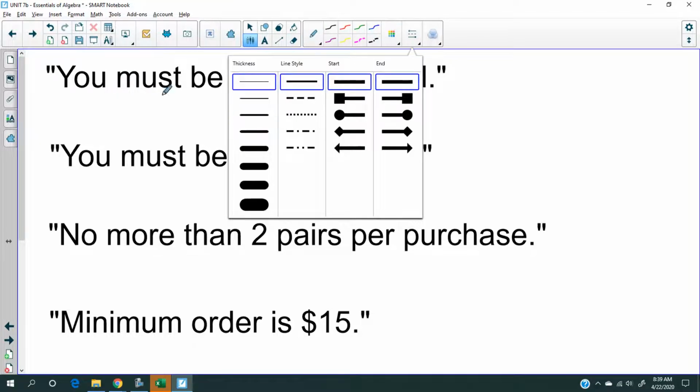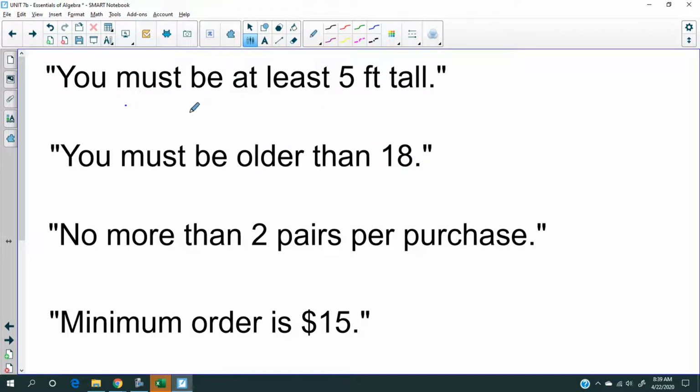Let's practice. First question: you must be at least 5 feet tall. We just did that. How do you write that? Let's use X to represent your height. At least 5 feet tall. How do you write that? Greater than or equal to. At least 5 feet. Can you be 5 foot tall? Yes. Can you be 6 foot tall? Yep. Can you be 7 foot tall? Yep. Can you be 4'10"? No. Okay. Next: you must be older than 18. How do you write that?